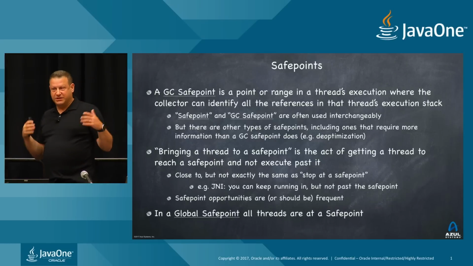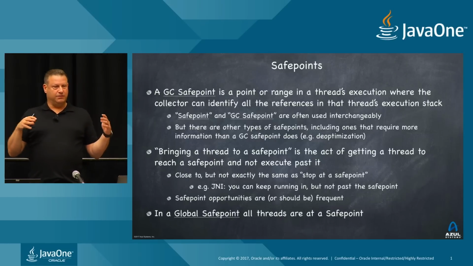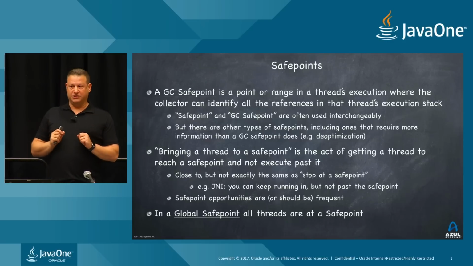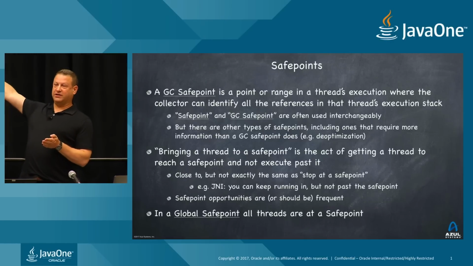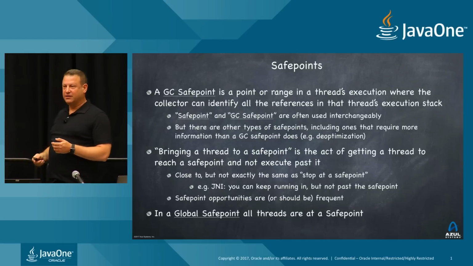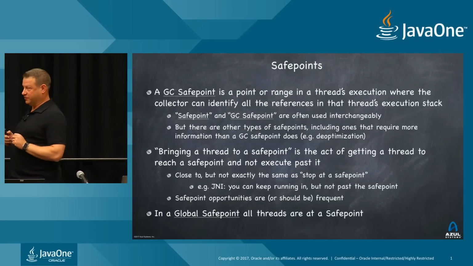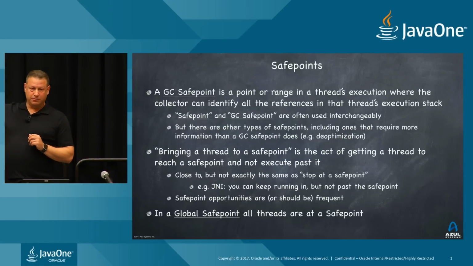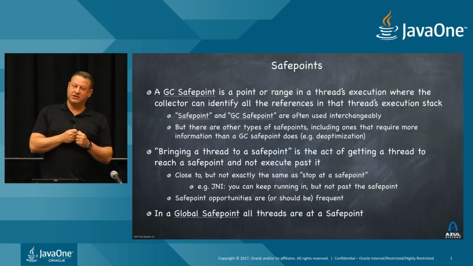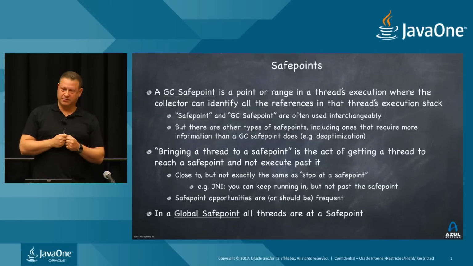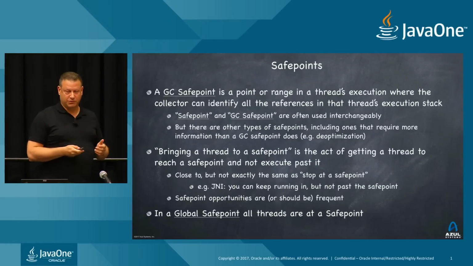We need safe points to be frequent, otherwise we'll have what I call a time to safe point problem. I'm not going to get into it here, but it's fundamentally that everybody's waiting and this one guy hasn't come back for the last 3 hours from a loop, and now we've got what looks like a big pause, but nothing has started working yet. But there is a global safe point where we bring all the threads to a common safe point, and that is what is known as a stop the world pause. A global safe point and a stop the world pause are the same thing.